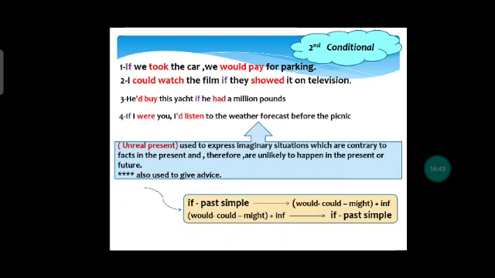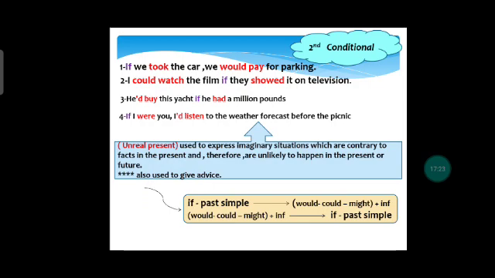Also, we use the second conditional to express or to give advice. If you remember in Prep 1, Prep 2, and Prep 3, we had, you should study hard. It's advice. I asked you to use if. We say, if I were you, I wouldn't. If I were you, I would study hard. So we use if in the second conditional also to give advice, using, if I were you, I would.